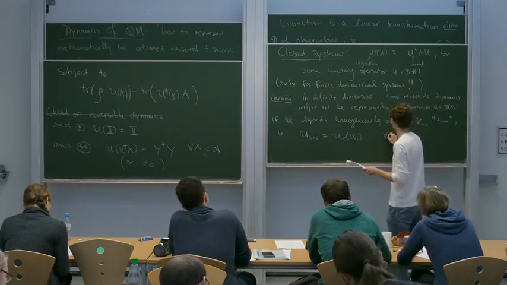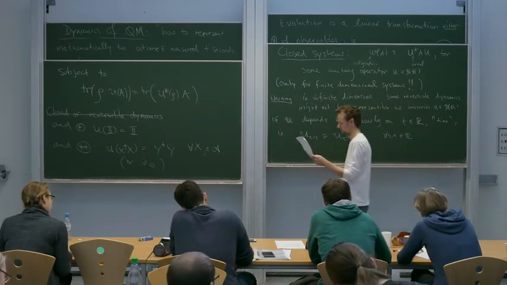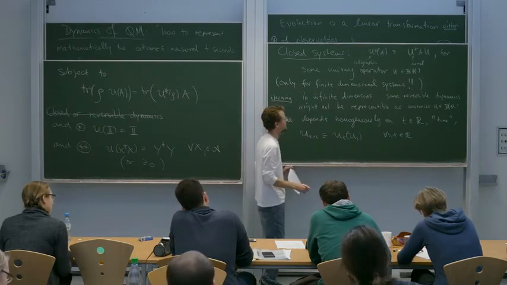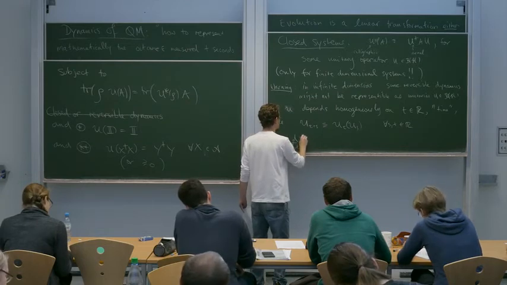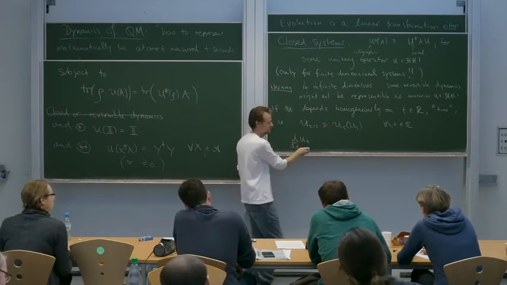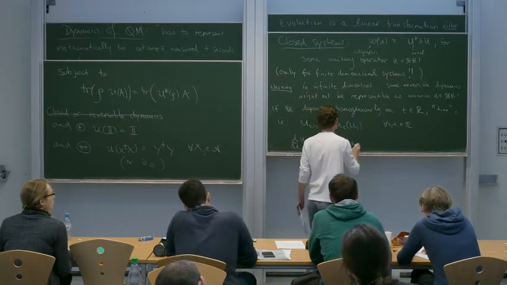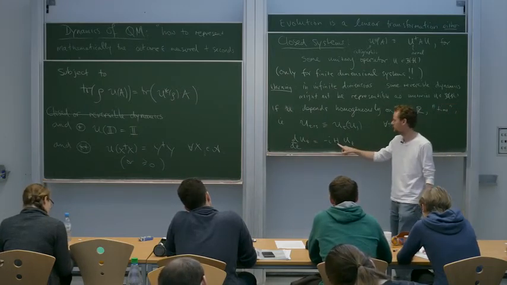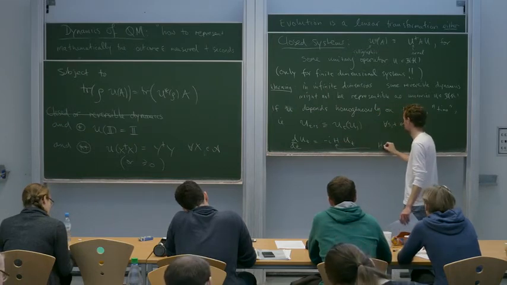Then this thing obeys an equation. Oh, I've written calligraphic U. That's okay. Now U, this is not calligraphic U, okay. And this thing here is called the Hamiltonian. And this is Schrödinger's equation.